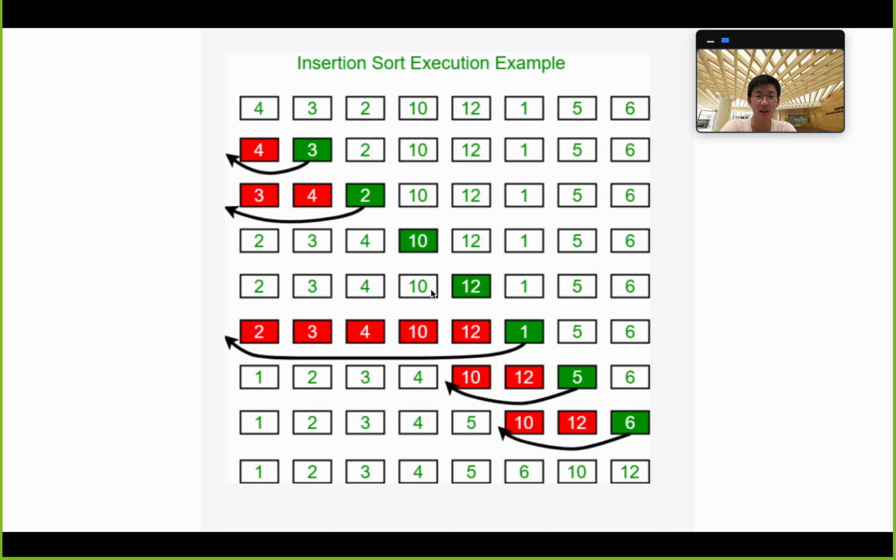Is 12 smaller than 10? No, you don't do anything. Is 1 smaller than 12? Yes, so you put 12 here and you put 1 here. Is it smaller than 10? Yes, 10 here, and then 4 goes here, 3 goes here, and 2 goes here. And then 1 just stays there. And then 5. Is 5 smaller than 12? Yes, 12 goes here, and then 10 goes here. Is it smaller than 4? No, so 5 stays here. Next loop, you get 6. Same, and then you have it sorted.